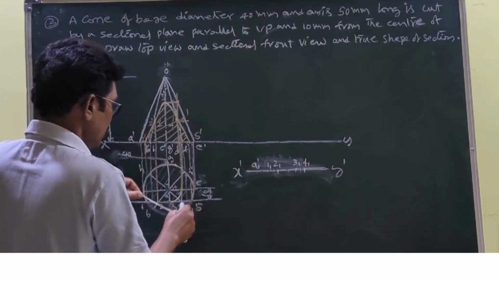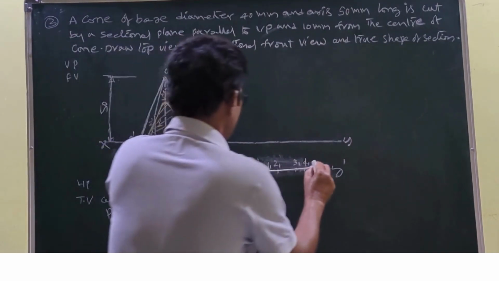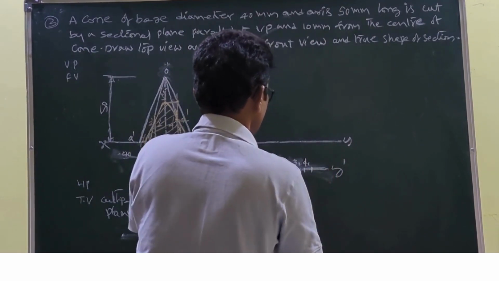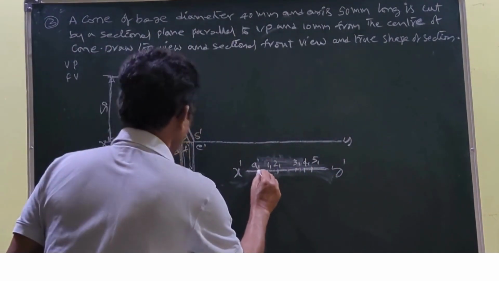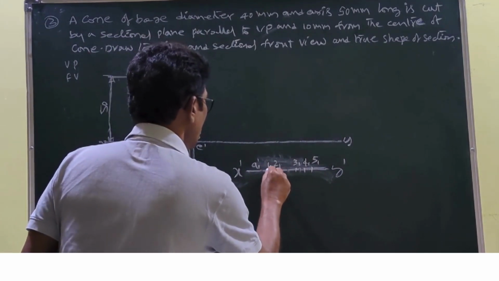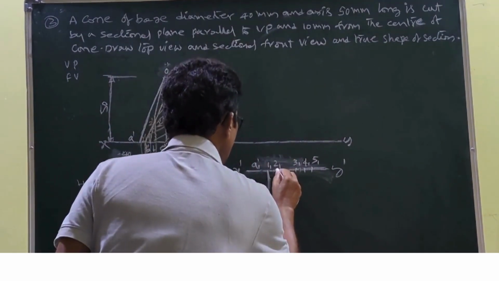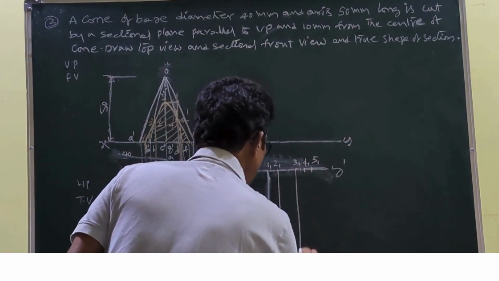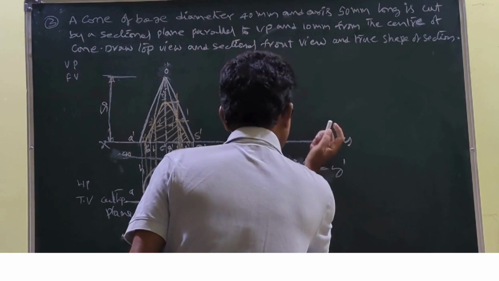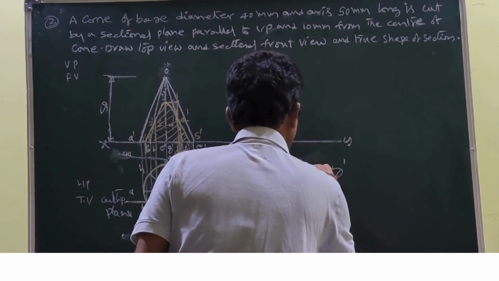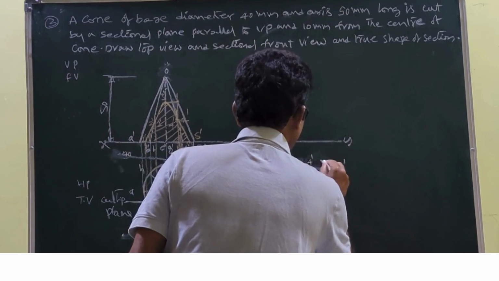After that, the projector passing through this 5. Locate this one, a dash to 5, from a dash to 5. This is the 5 1. Once it is over, you draw projectors from 1 1, 2 1, 3 1, 4 1, 2 1, 4 1, 5 1.